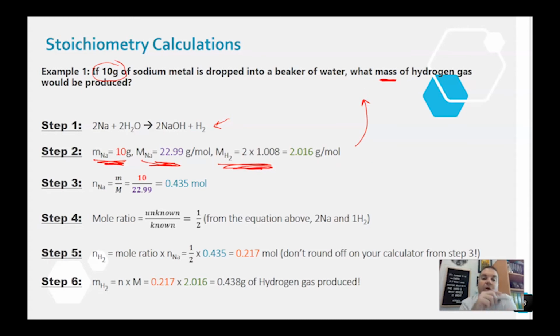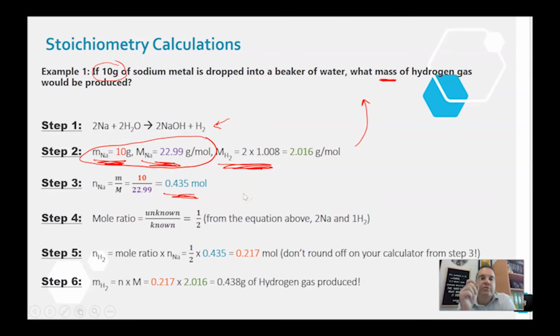Then we calculate the number of moles of what we know. Now the known was what we had two values for, which is that one there. So it's mass over molar mass, and we get a value of 0.435 moles. Hopefully I've tried to color code this so you can see how the colors keep following. So 10 to 10 and 22.99 and 22.99. So I've tried to follow it through.